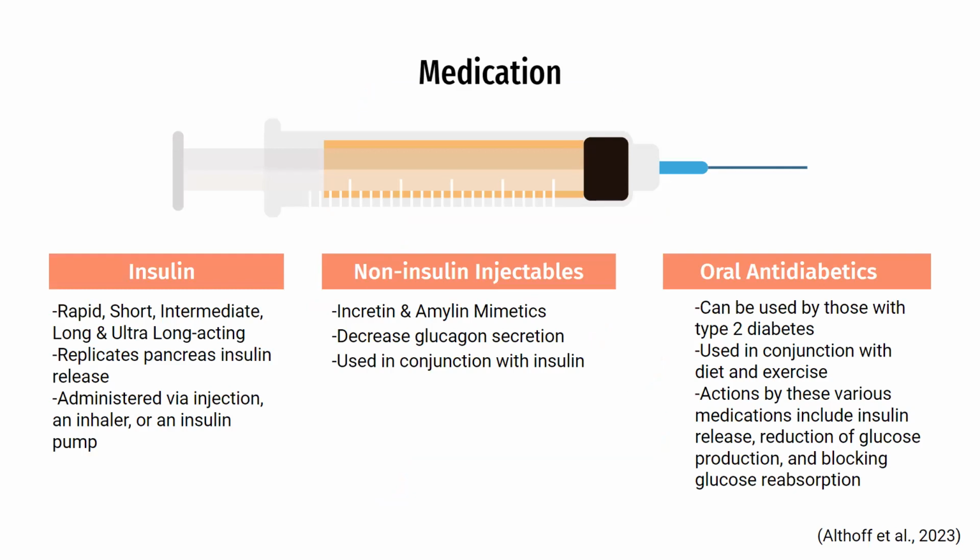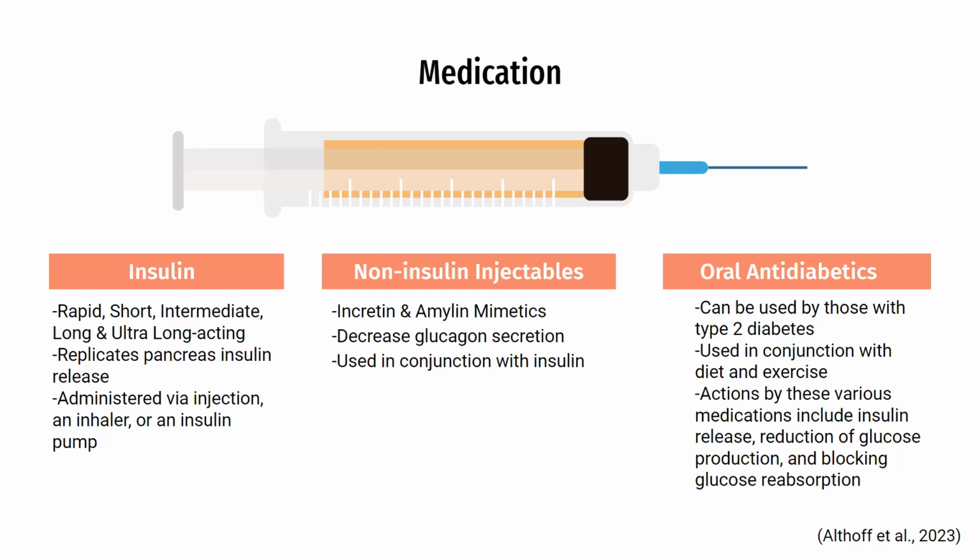There are three main types of diabetes medications: insulin, oral antidiabetics, and non-insulin injectable medications. Commercially available insulin was designed to replicate how the pancreas releases insulin naturally throughout the day, called basal insulin, and also after carbohydrate consumption, which is called prandial insulin. Insulin is characterized by the length of its therapeutic effect. These include rapid, short, intermediate, long, and ultra-long acting insulin.